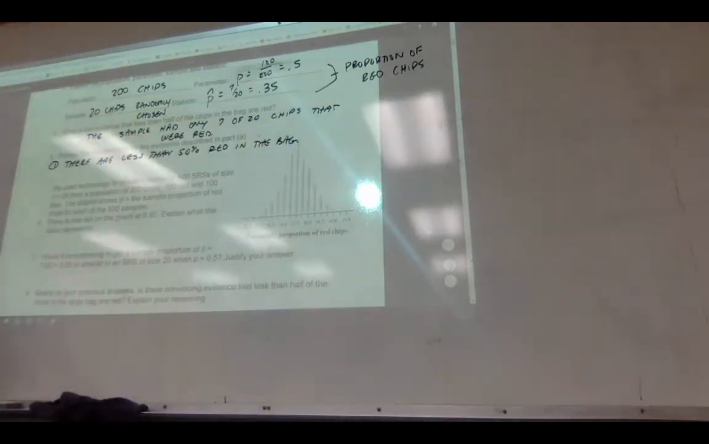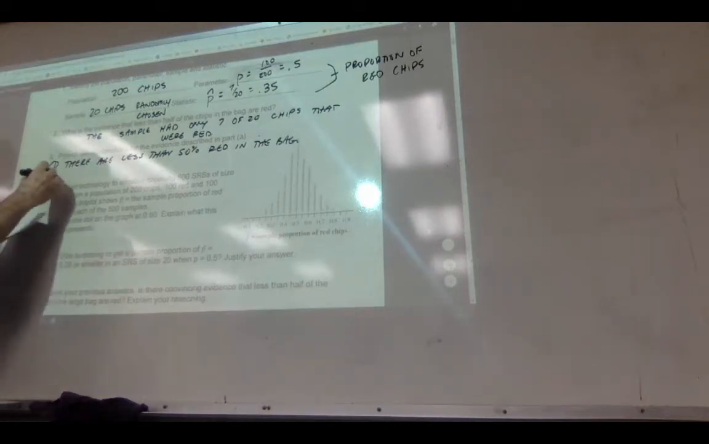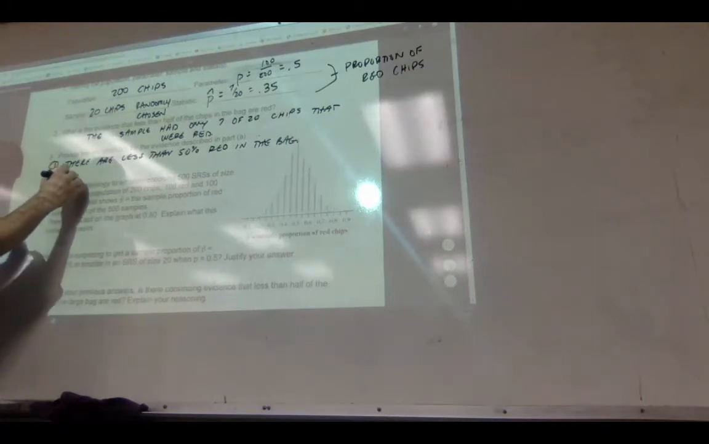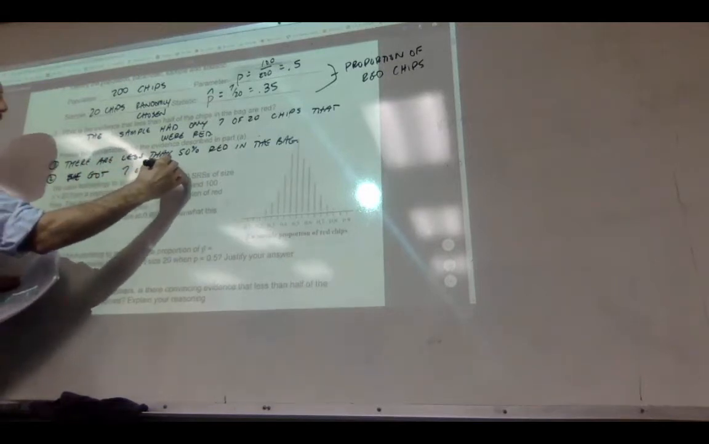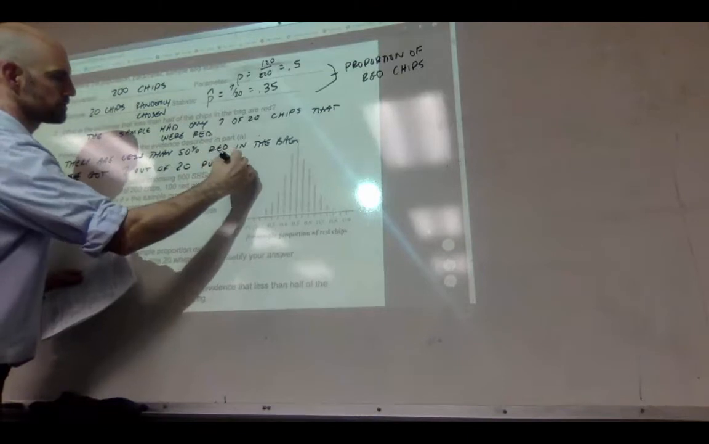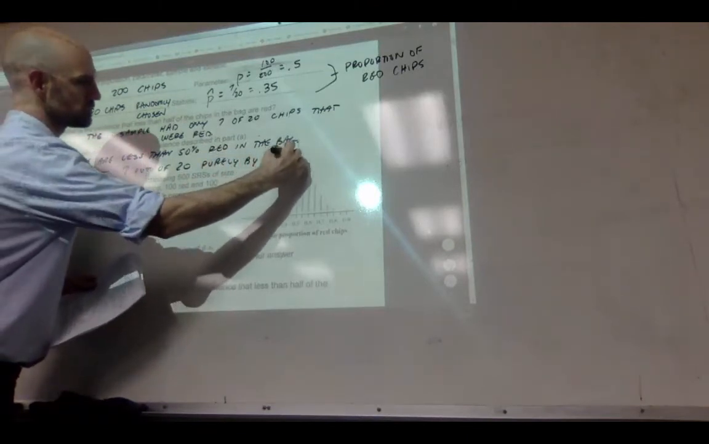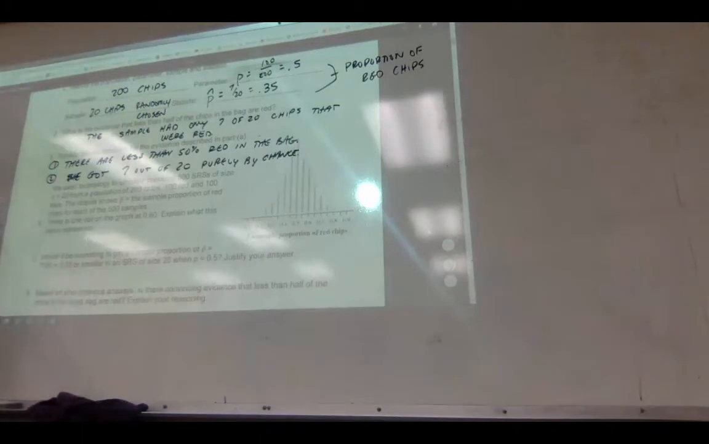Stay with me because this could be confusing. So it could be that she pulled out a very representative sample and there are really less than 50% in the bag. Or what else might have happened? She was unlucky. They could be all red except for the 13 that she picked. We got 7 out of 20 purely by chance. Those are the only 2 explanations.